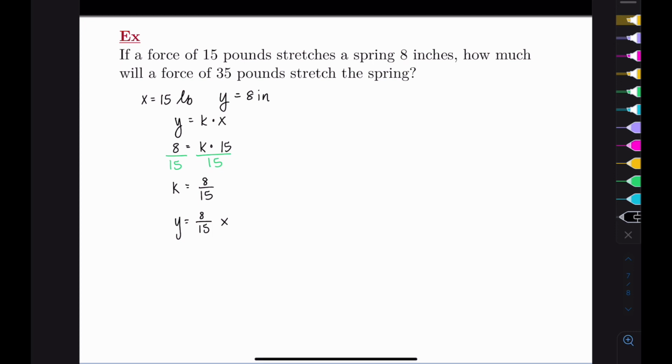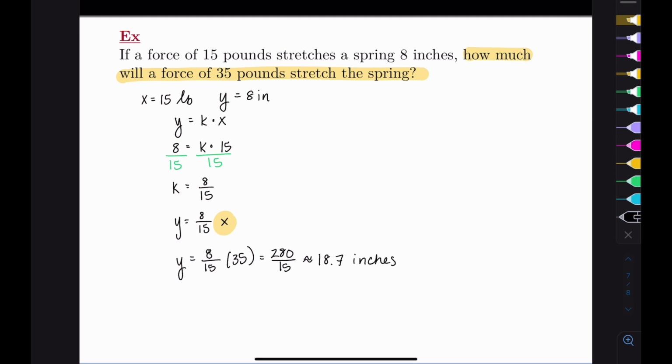So what we want to answer now is how much will a force of 35 pounds stretch the spring? So all we're going to do is replace x by 35. So the distance it stretches, y, is 8 over 15 times 35, which is going to give us 280 over 15, or about 18.7 inches.